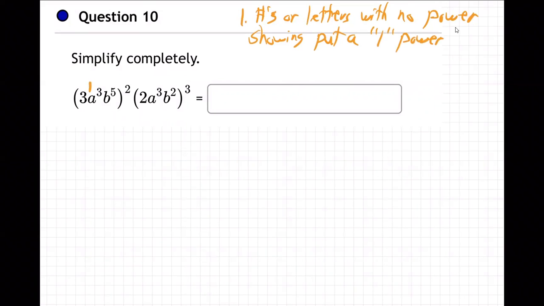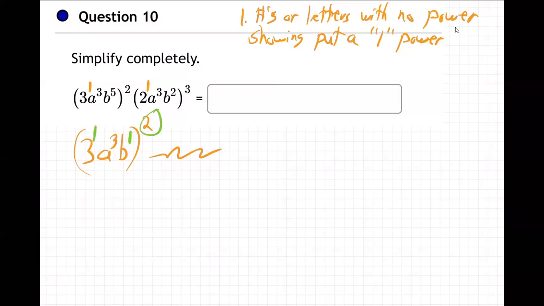So that'd be 3 to the 1 and 2 to the 1. They don't have any power. But also, if this A did not have a power showing, I would put a 1 on it, but it does have a power showing. That goes for letters as well, numbers or letters. For example, if they gave me 3, A to the third, B to the second or whatever, I would put a 1 power here and a 1 power on the B, right? Because the B would not be having his own independent power.